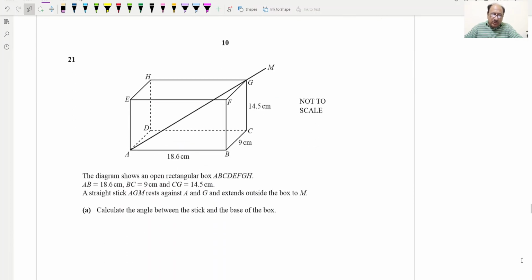Now this is question number 21. Diagram is provided which is not to scale.